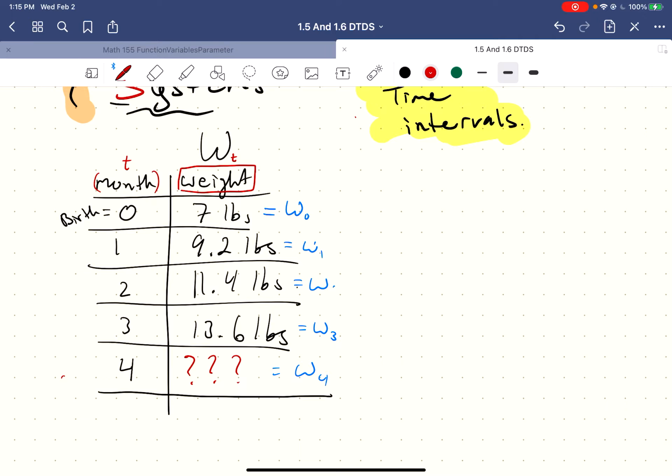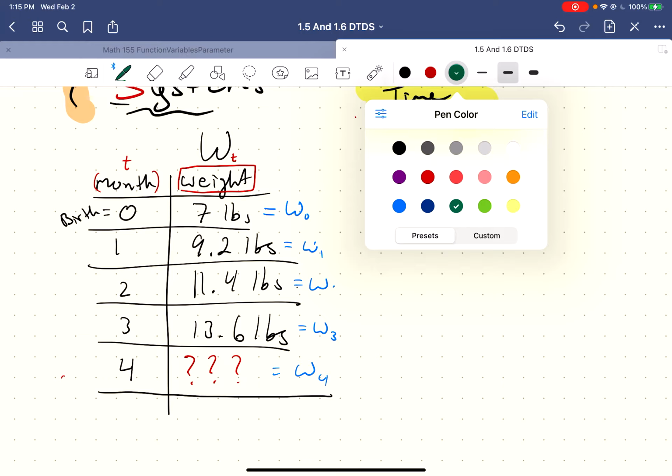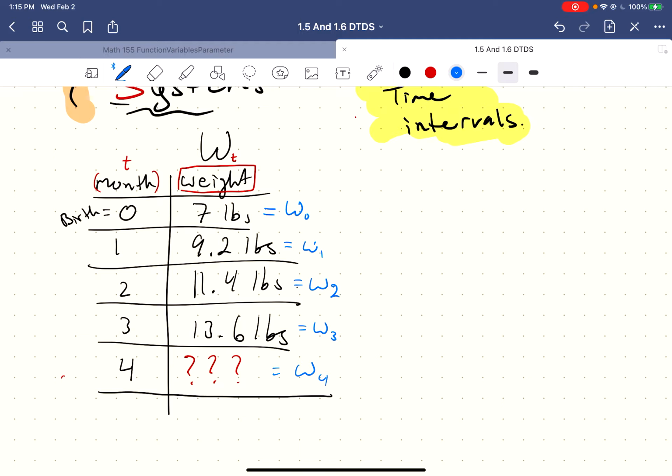So for example, my first measurement of this newborn baby being 7 pounds would be called W sub 0. 1 month later, this child weighs 9.2 pounds, and that would be W sub 1. Then I have W sub 2. There we go. And then W sub 3 and W sub 4. And my question is, what is a good guess for what W sub 4 should be? So go ahead and pause the video and try and work that out.